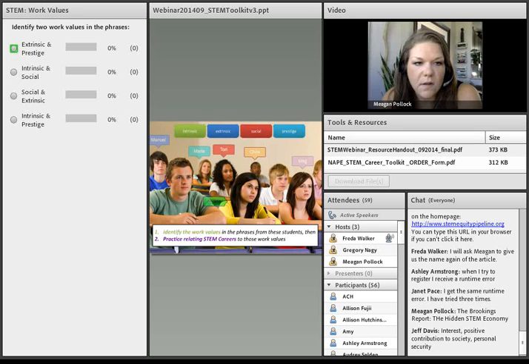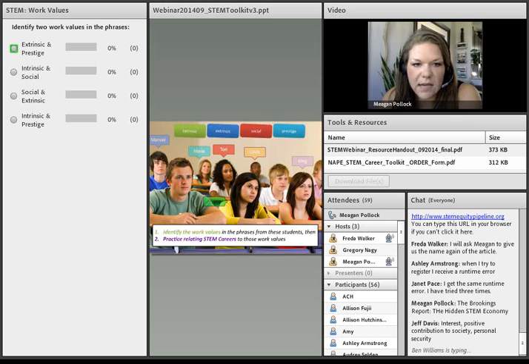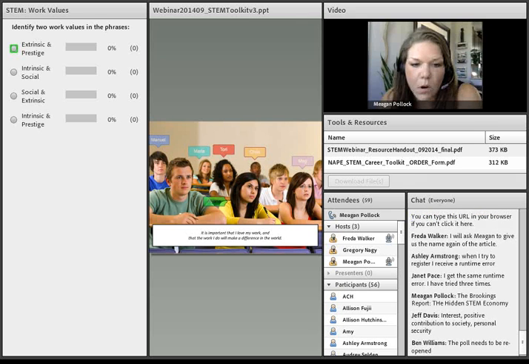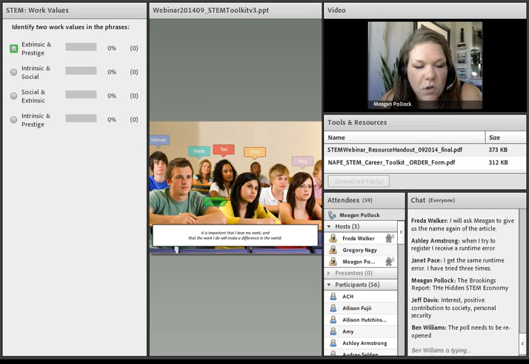All right, so the first slide is: It is important that I love my work and that the work I do will make a difference in the world. So you've got the poll on the left, and what I want you to do is to vote or choose which two work values are related in this slide. The language is, it is important that I love my work and that the work I do make a difference in the world.